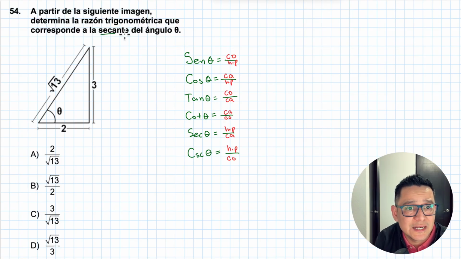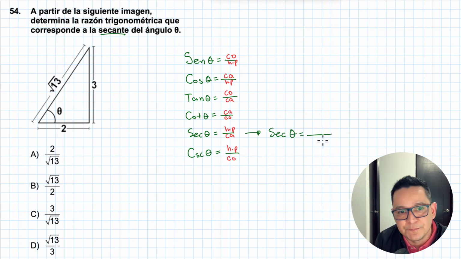They're asking you for the secant of angle theta, so I want the secant of angle theta. What would it be? It says it's the hypotenuse. Which one is the hypotenuse in this case? Well, it would be this one, the biggest one. That is the square root of 13.